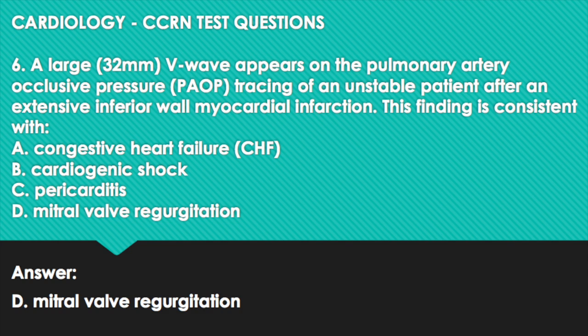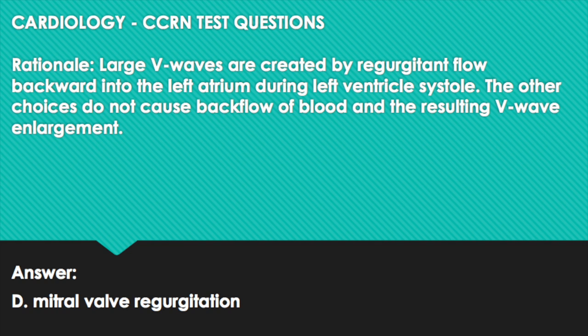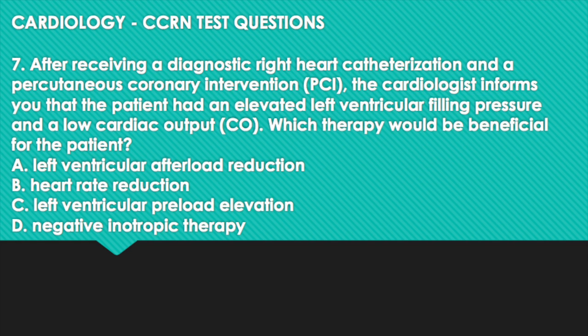And the answer is D, mitral valve regurgitation. This is because large V waves are created by regurgitant flow backward into the left atrium during left ventricular systole. The other choices do not cause backflow of blood, and therefore the resulting V wave enlargement. Moving on to the next question.